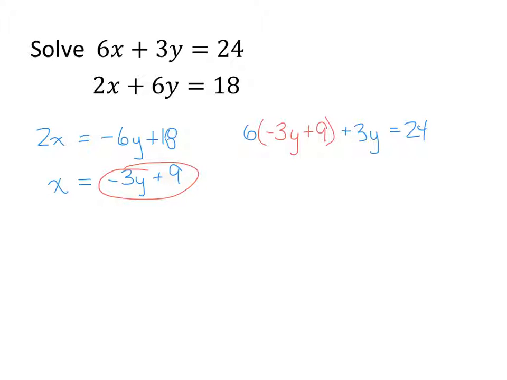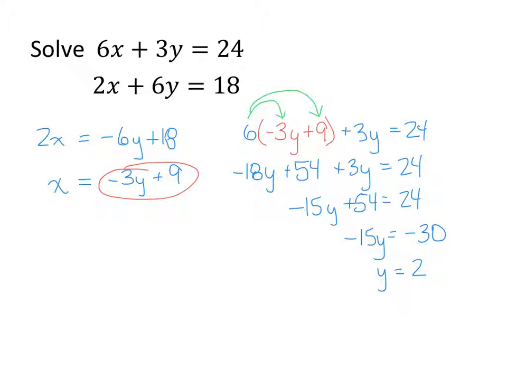Now we'll use our distributive property. 6 groups of negative 3y leaving us with negative 18y, and 6 groups of 9 giving us 54. We'll finish off the equation and solve. Take a moment to look through the rest of solving this equation to make sure that you're comfortable with finding out why y is equal to 2.